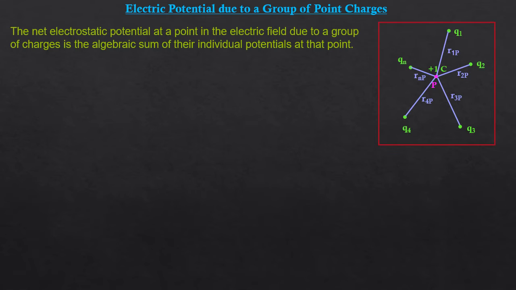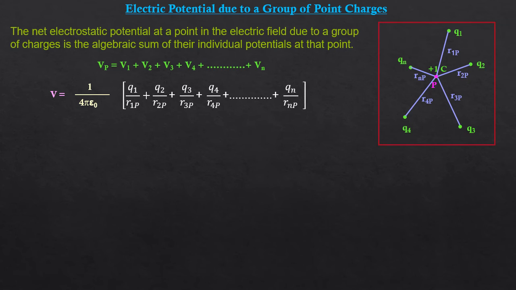So the net electrostatic potential at a point in the electric field due to a group of charges is the algebraic sum of their individual potentials at that point. So we can write Vp, that is potential at point P, is equal to V1 plus V2 plus V3 plus V4 plus etc. Vn. We already know the expression for V1, V2, V3, etc. Vn, and 1 by 4 pi epsilon naught is common in all these terms. So I can write it as 1 by 4 pi epsilon naught bracket Q1 by R1P plus Q2 by R2P plus Q3 by R3P plus Q4 by R4P plus etc.